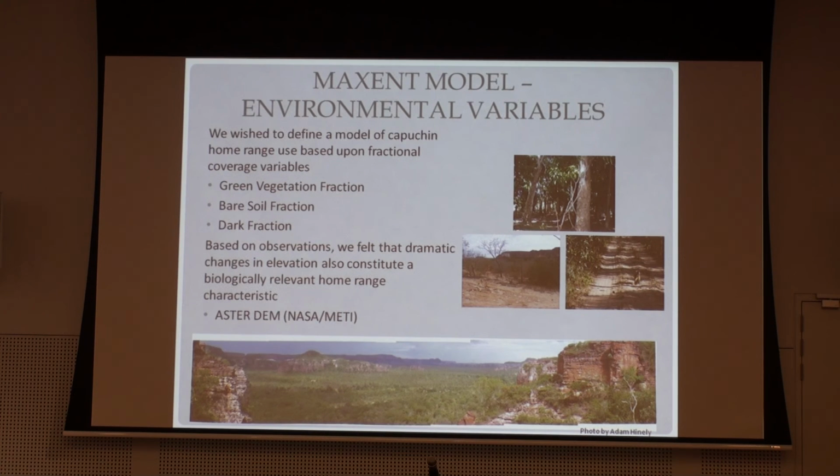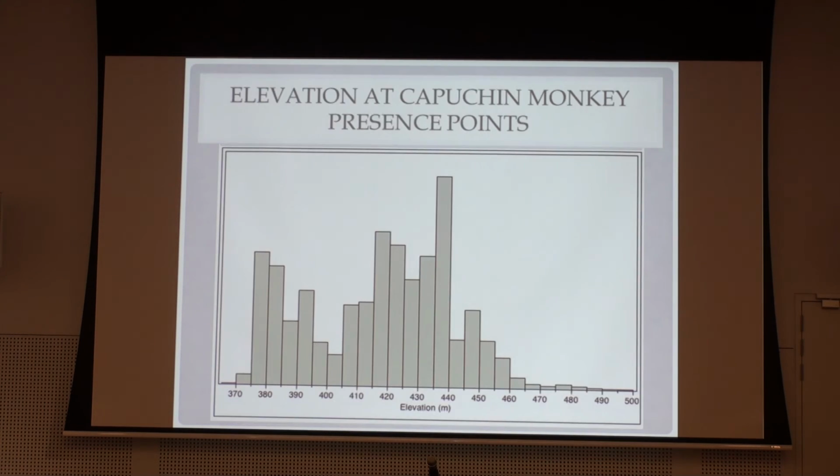So, as I said before, we wish to define a model of the Capuchin home range using those fractional coverage variables. We wanted to see how well that works. We tried the 3 endmembers that I mentioned before, but also based on our observations in the field, we felt that significant topographic variables, or changes in elevation, presented an important environmental constraint on their movement. So we incorporated the digital elevation model, ASTER, in the MaxEnt model.